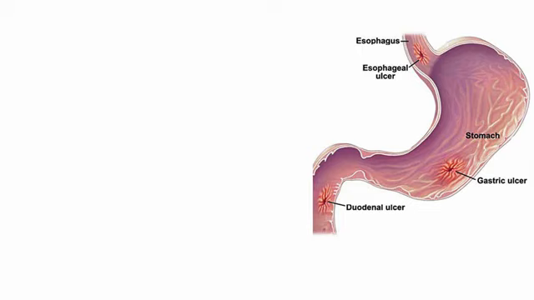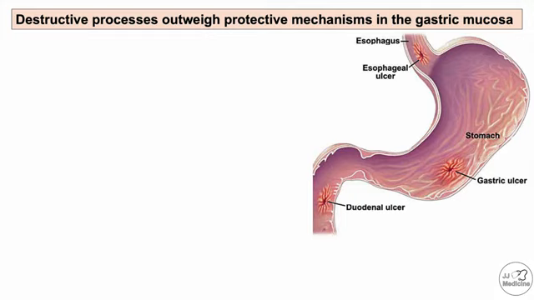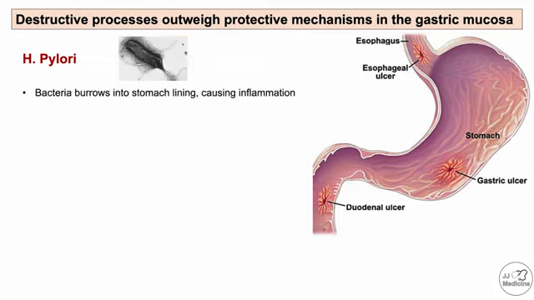Now let's talk about the pathophysiology behind the formation of an ulcer. An ulcer really forms because destructive processes outweigh protective mechanisms in the gastrointestinal mucosa, whether that be in the stomach, the esophagus, or the duodenum. The exact mechanism as to why this occurs depends on the cause. Now we're going to talk about the most common causes here. By far, again, the most common cause is Helicobacter pylori infection. The reason a Helicobacter pylori infection causes gastric ulcers is that bacteria burrow into the stomach lining, causing inflammation. And this prolonged inflammation can lead to ulceration.